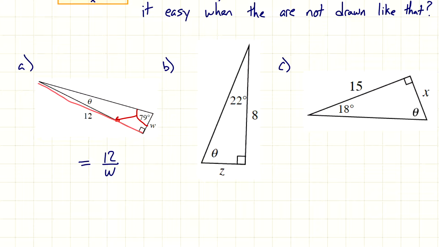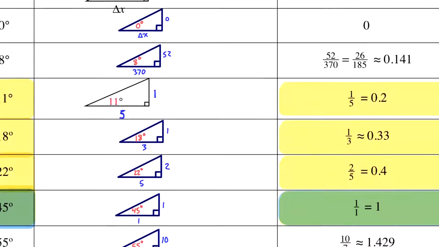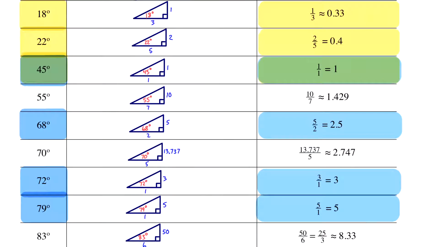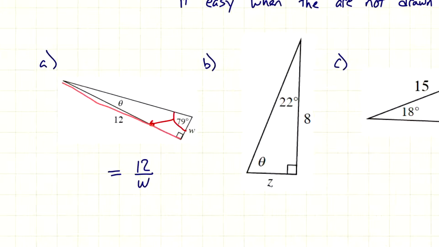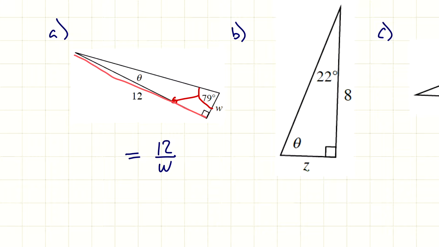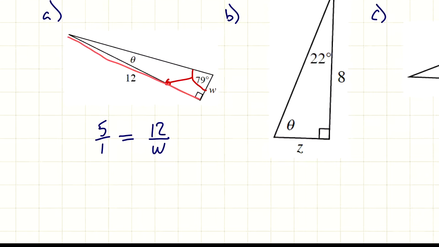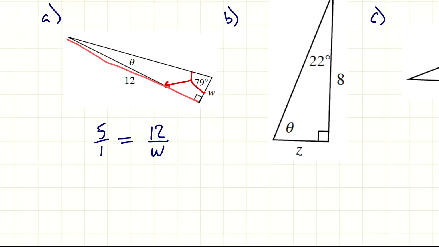All right, so if you remember, the other proportion that we're looking for comes from our trig table of 79 degrees. And so we would have to look up 79 degrees in our trig table. And if I look up 79, that one is 5/1. All right, so I'm going to go back and set this up as 5/1. And then we could solve this, cross multiply and solve. So this would end up being 5W equals 12, and then W would equal 12/5.